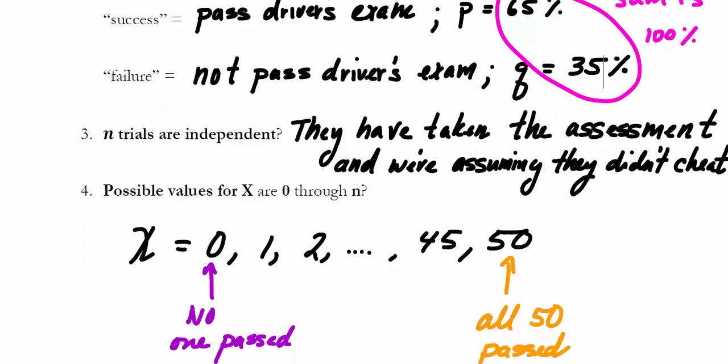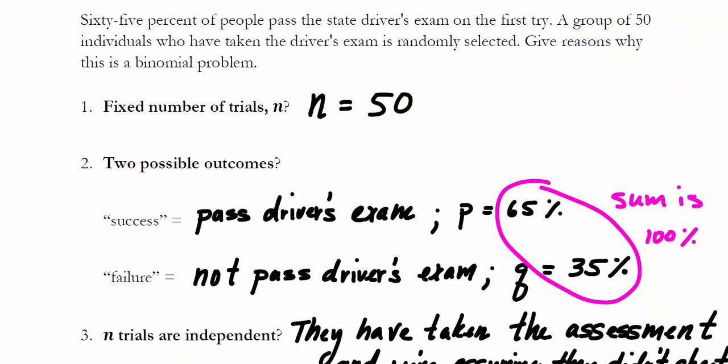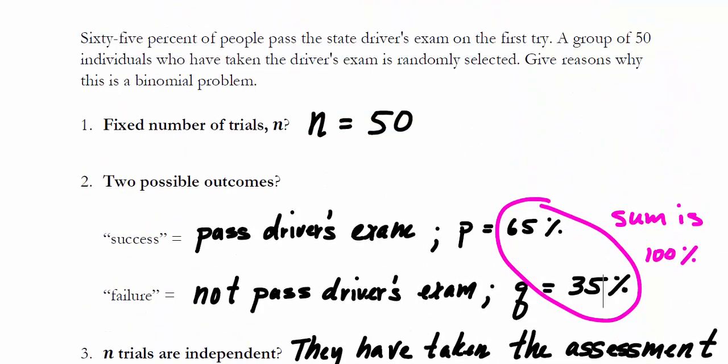And the possible values for x here are 0 through n. If x is 0, no one passed the driver's exam, up to 50, where all 50 individuals sampled did pass. So either you did or you didn't, black and white that way, binomial. This would be an example of a binomial experiment.